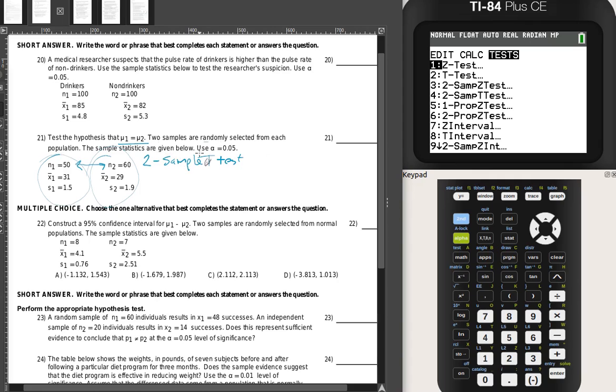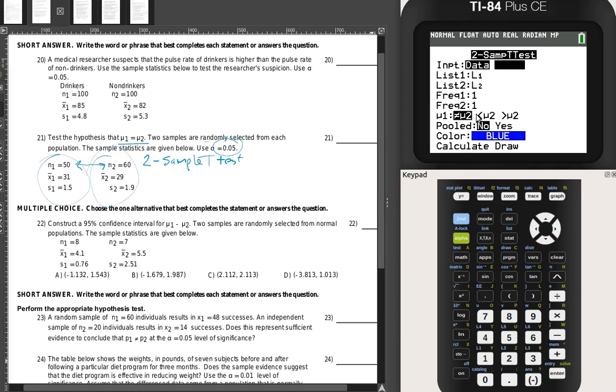Even though it doesn't tell us the size of the population or anything, we just have to assume that it matches all the requirements. And then we have a level of significance like 0.05. So this will come into play. Now we're looking for, oh, there it is, 2-sample t-test. That's what we're looking for.